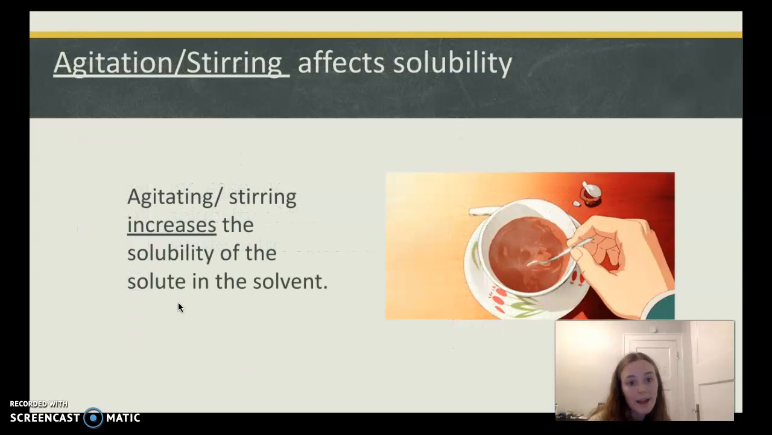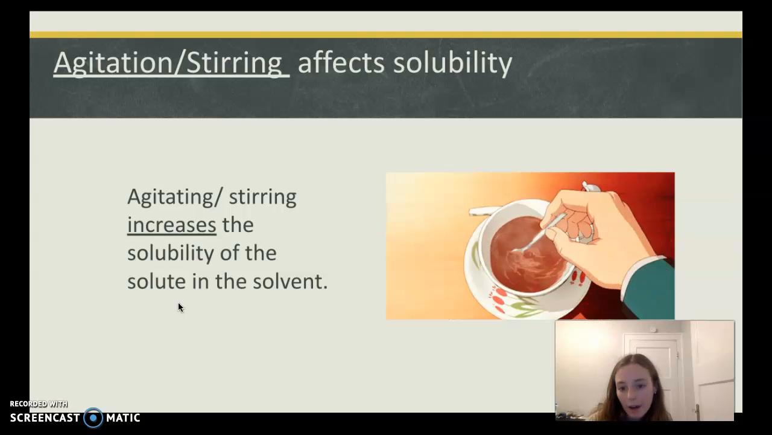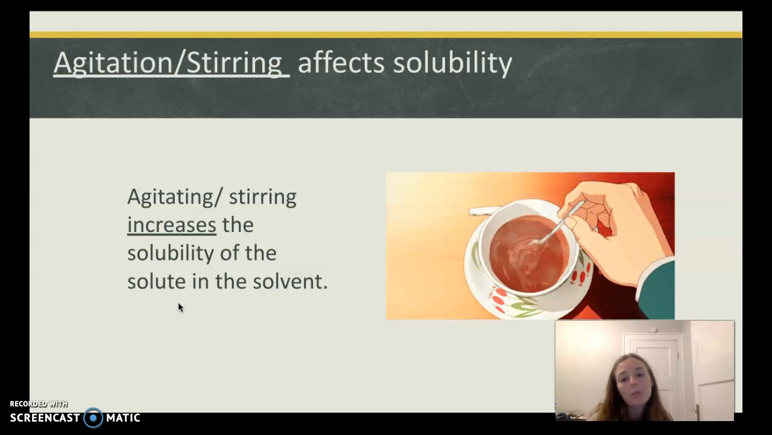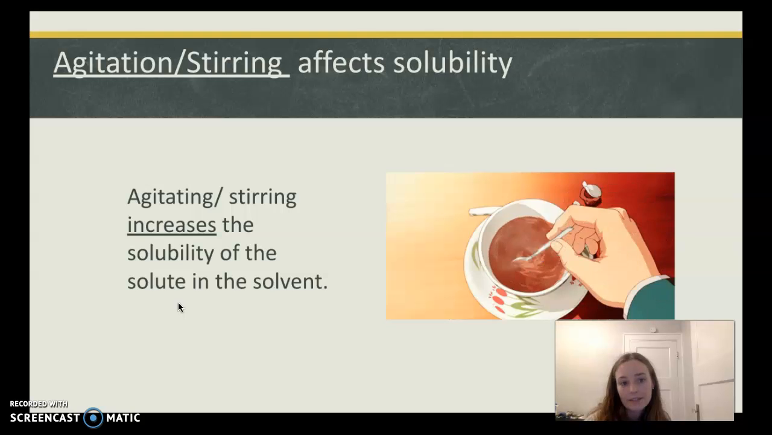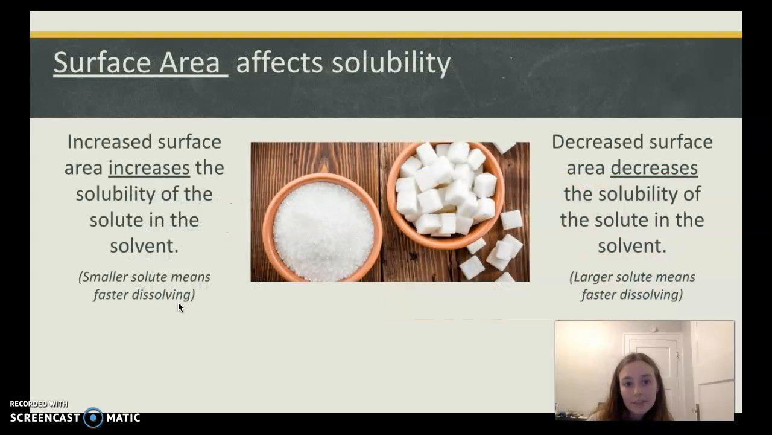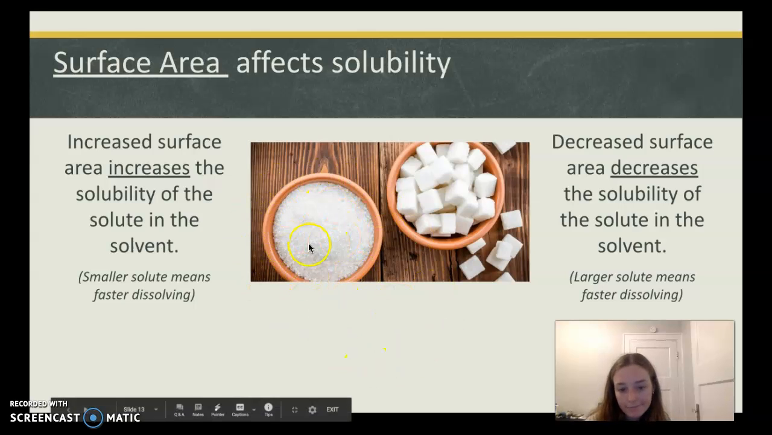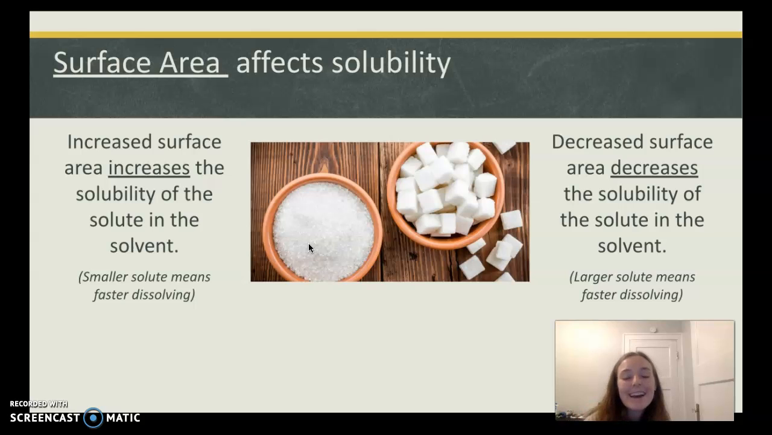The next thing we talked about was agitation or stirring. Of course, if you're making tea or coffee, if you start stirring your sugar or your cream into your coffee, it is going to increase how fast the solute can dissolve in the solvent. Finally, surface area affects solubility. If you were to increase the surface area or have smaller chunks of your solute, those would dissolve faster than the decreased surface area. So if you put small sugar particles in your coffee versus large sugar cubes, of course, the smaller ones would dissolve faster. So those are the 3 things that affect solubility.